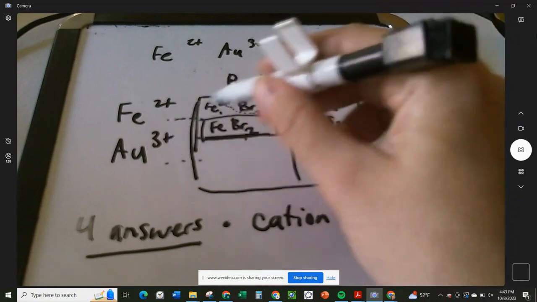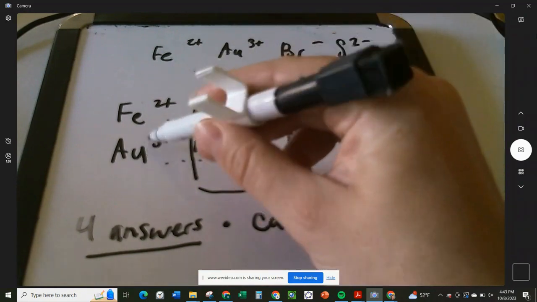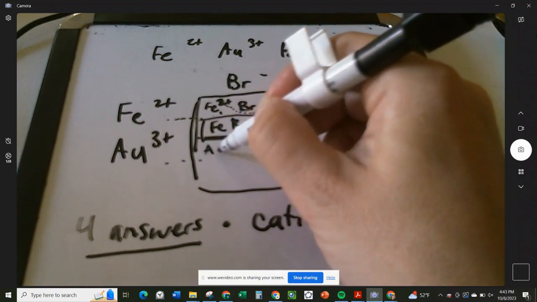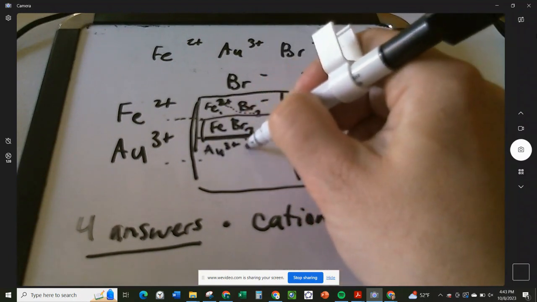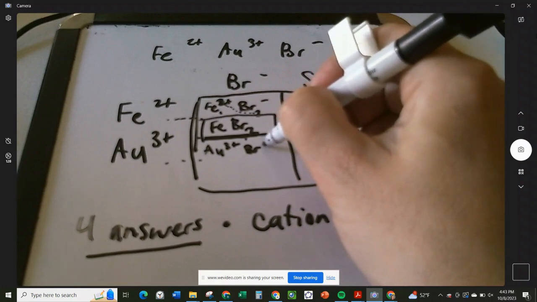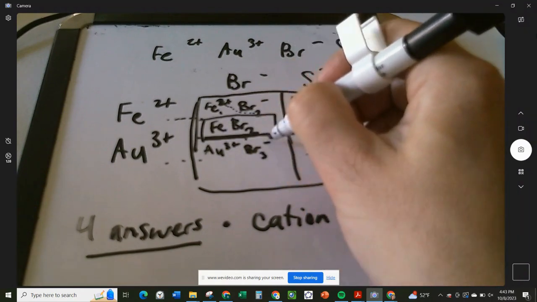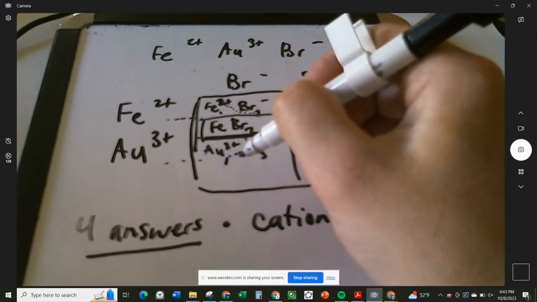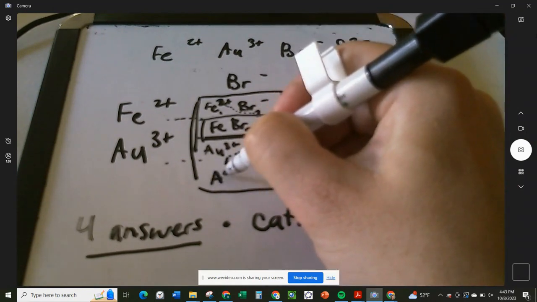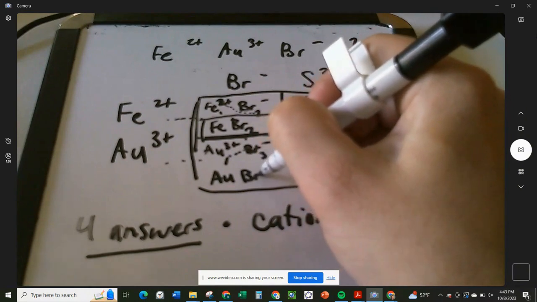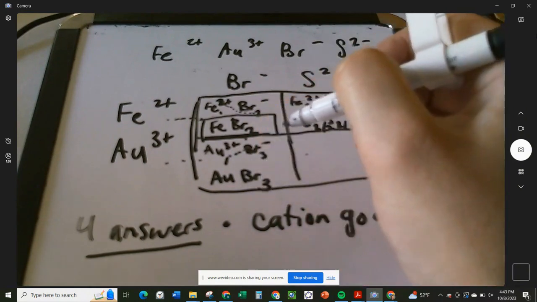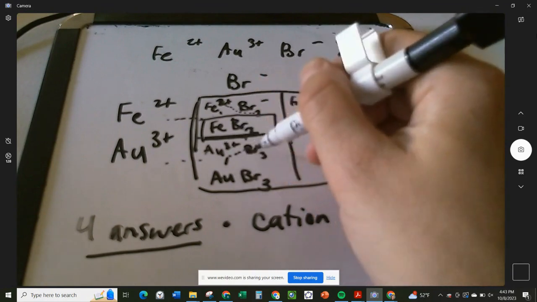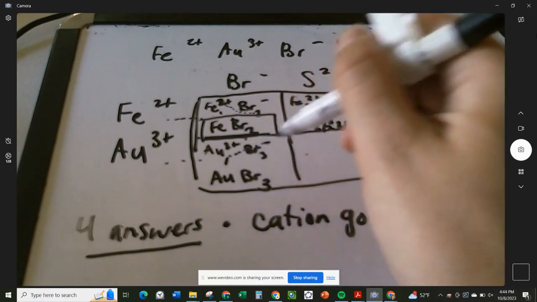Okay, the next one on our chart, we need to match up gold 3+ and bromine minus. So this is like showing my work. Au 3+ and Br minus. And I need 3 Br minuses to balance 1 gold. So this is AuBr subscript 3. I just need 1 3+ charge to balance 3 Br- charges.